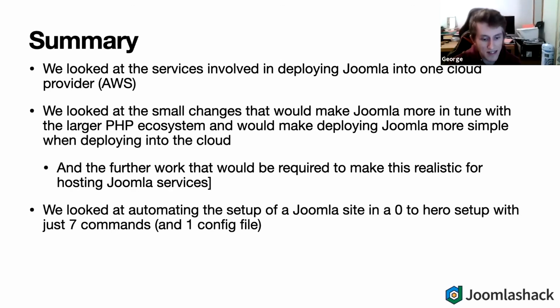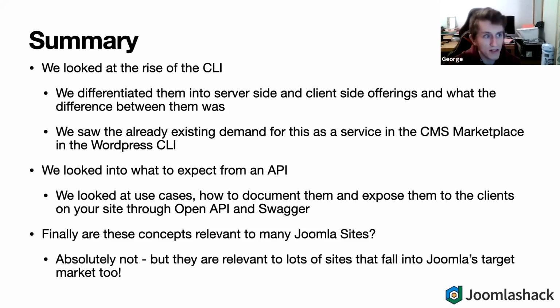We looked at automating the setup of this Joomla site from zero to hero in 7 commands and 1 JSON file. We looked at why people are using CLIs. We differentiated these CLIs into server and client-side offerings and looked at the differences between them. We looked at the demand for this as a service in the CMS marketplace. We saw WordPress CLI, and the desire for that product. We looked at what to expect from an API, and at documenting them and exposing them to clients with OpenAPI, Swagger and Redoc.